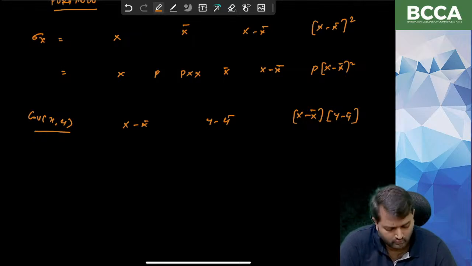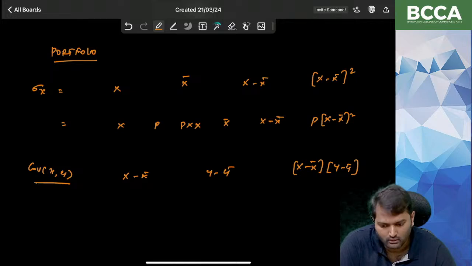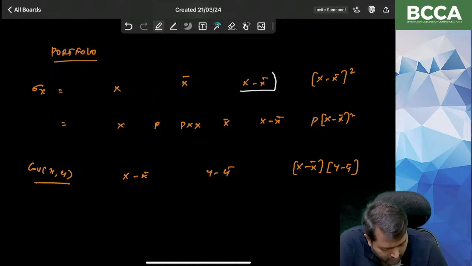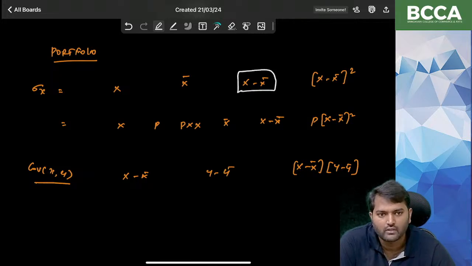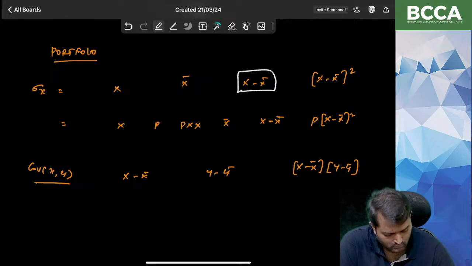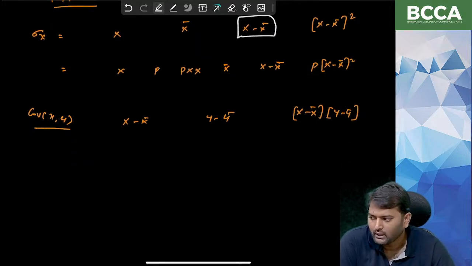Why? Just ask yourself why these columns. Risk means the possibility of a deviation from the average return. Yes or no? So that's why we are finding out x minus x bar. X minus x bar is nothing but the deviation from the average return. Yes or no? Okay.